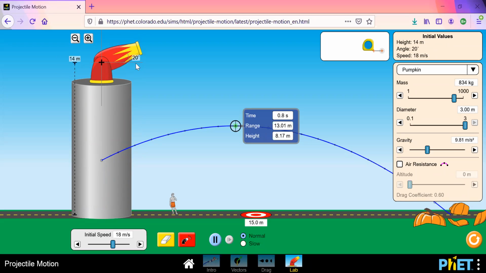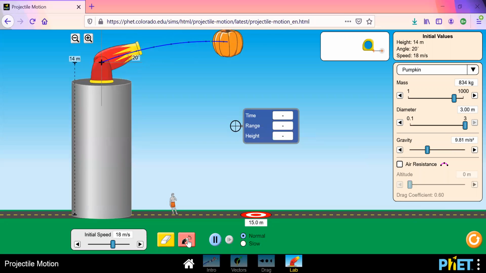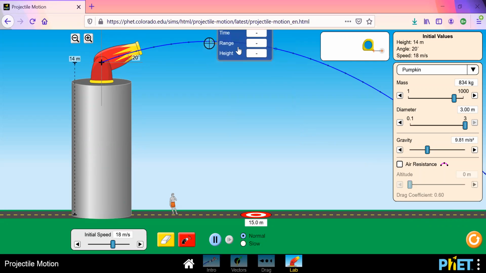Okay, so at 14 meters, 20 degrees. Let's see if our 1.93 is accurate. Okay, there goes the pumpkin. All right, so here we see 15.93 is our maximum height from the ground. Our initial height was 14. We calculated 1.93. So 14 plus 1.93 is 15.93. Verified result. All right.